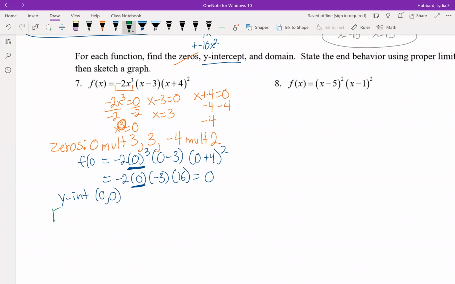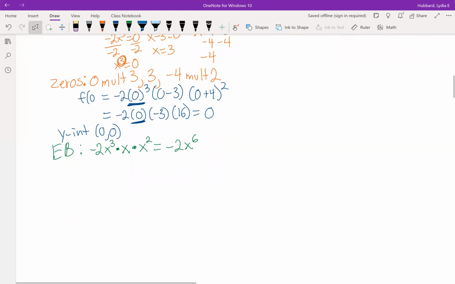So end behavior, I'm just going to abbreviate it EB. So we want to find the highest degree term. The way we do that is we take the highest degree term of each of our factors. So we take -2x to the third. We're going to multiply that by the highest degree term of the second factor, which would be x. And we'll multiply that by the highest degree term of the third factor, which would be x, but it's taken to the second, so it'd be x squared. So our leading term is -2x to the sixth.